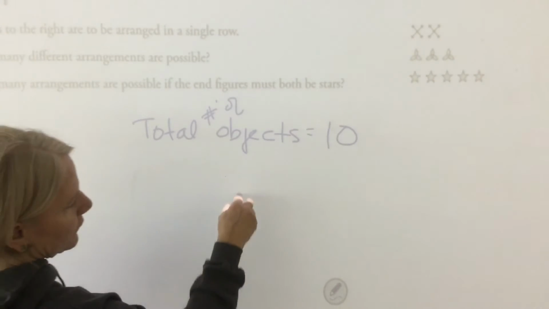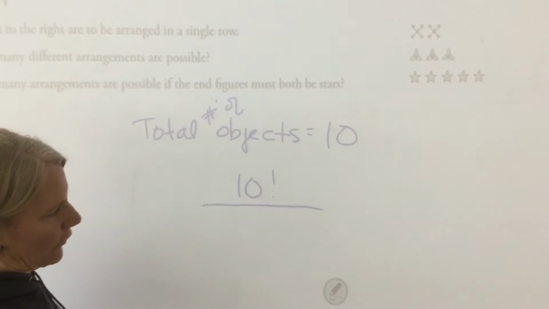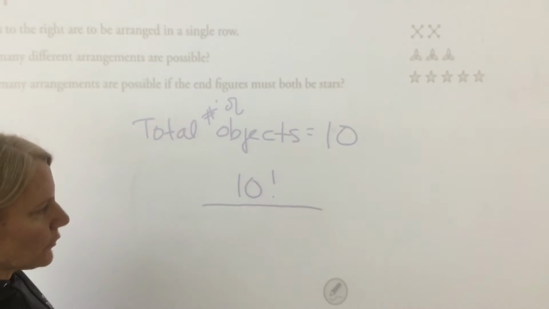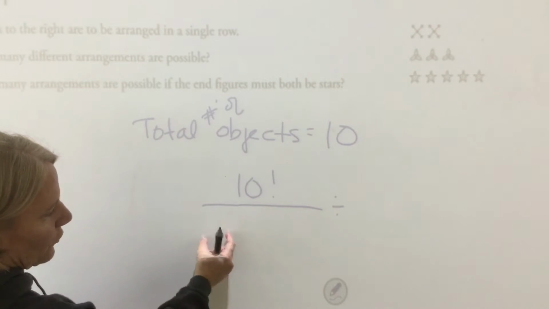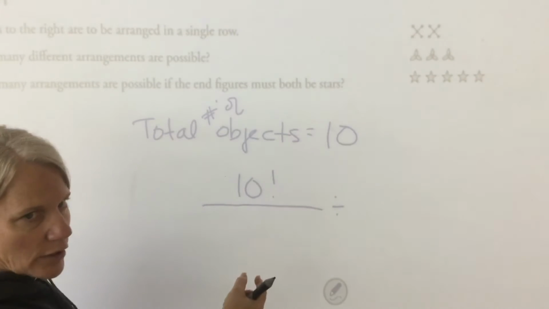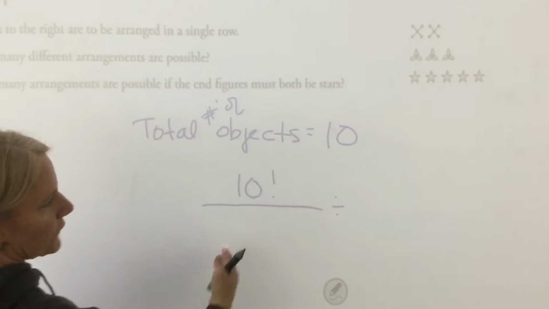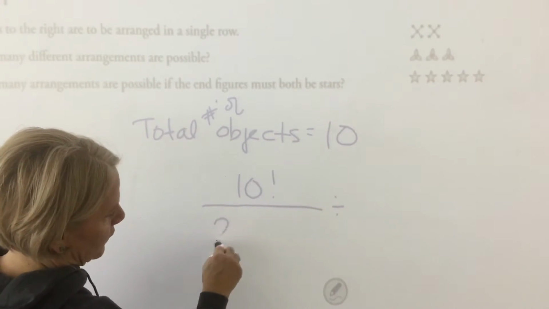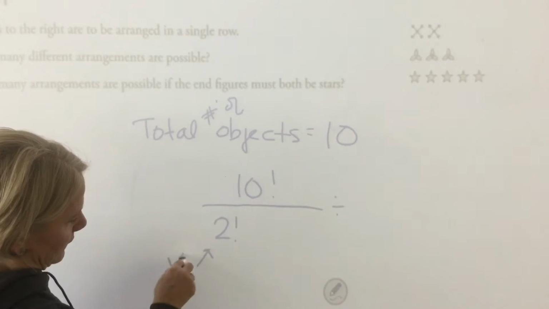And so that's going to be 10 factorial. That goes on the top of the fraction. And then we'll divide out the repetition. So it becomes a fraction, so we are going to divide. And what we do on the bottom is we put the number of repeated objects, like how many times it has happened, factorial. So for example, there are 2 X's, so I would divide out the 2 X's factorial, right? Those being the X's.